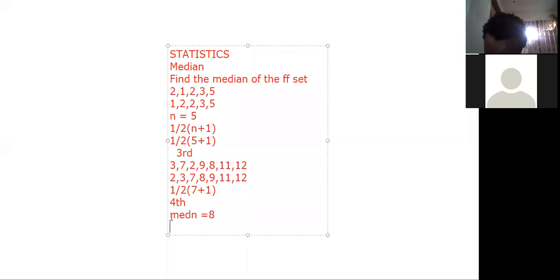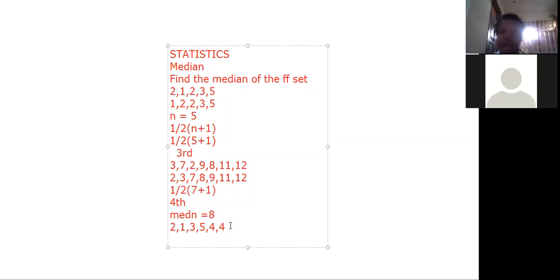1, 2, 3, 4, 5, 6. So let's do that of an even number. So we have 2, 1, 3, 5, 4, 4. Now looking at these numbers, how many set of numbers do you have? 1, 2, 3, 4, 5, 6. So there's an even number.